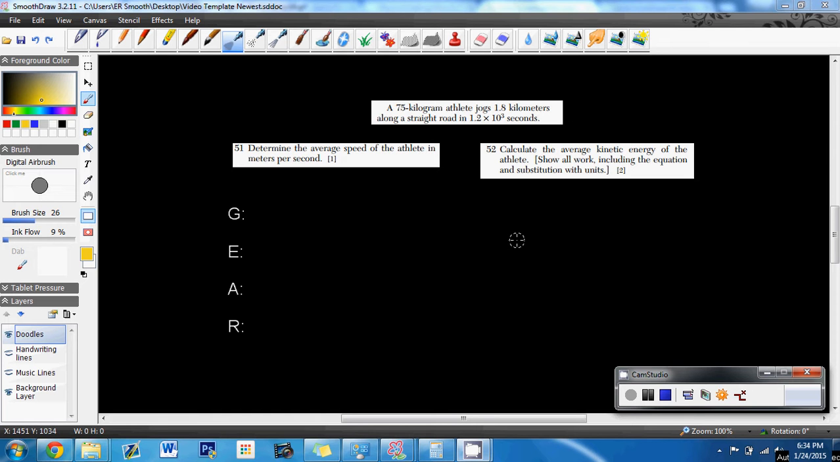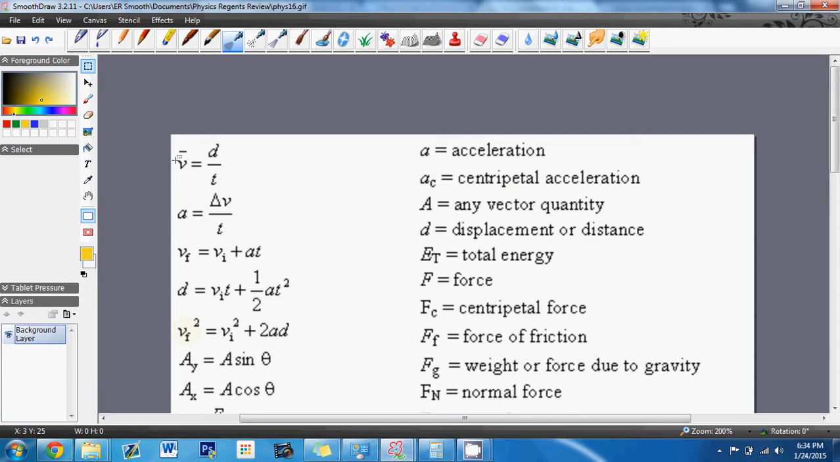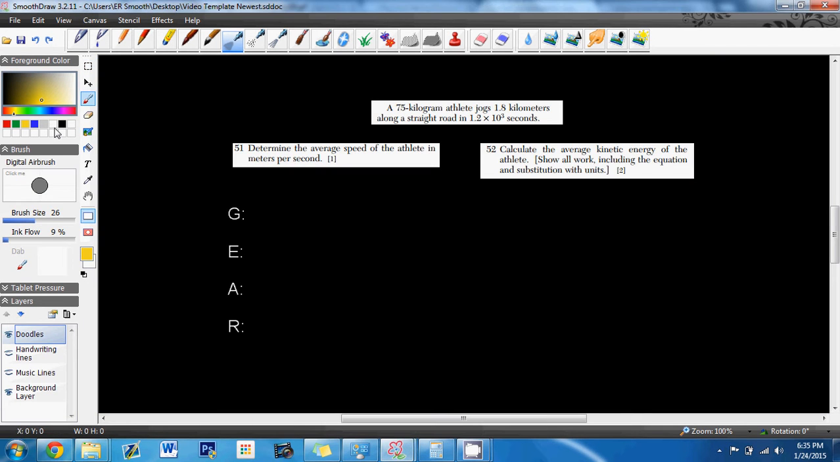Okay. So in order to find the velocity, also speed, the equation is velocity equals distance over time. And if you ever forget, you can look at your reference table and it's the first one. V equals D over T. So the given, they're giving it to you right here. 75 kilograms, that would be the mass. 1.8 kilometers, that would be the distance. And this 1.2 times 10 to the third power seconds will be the time.